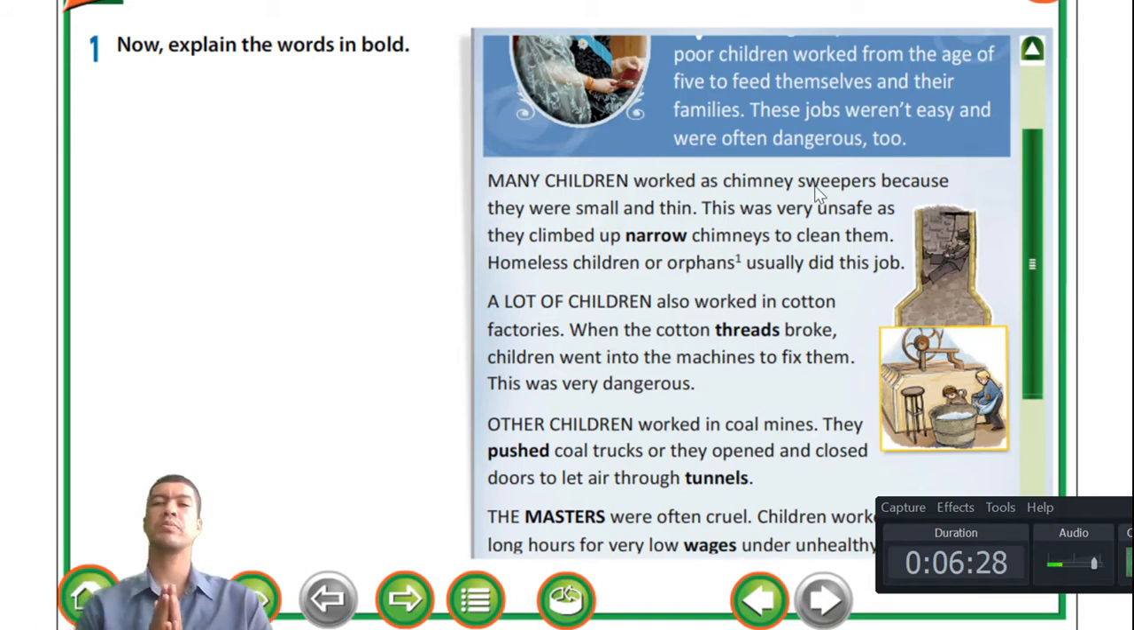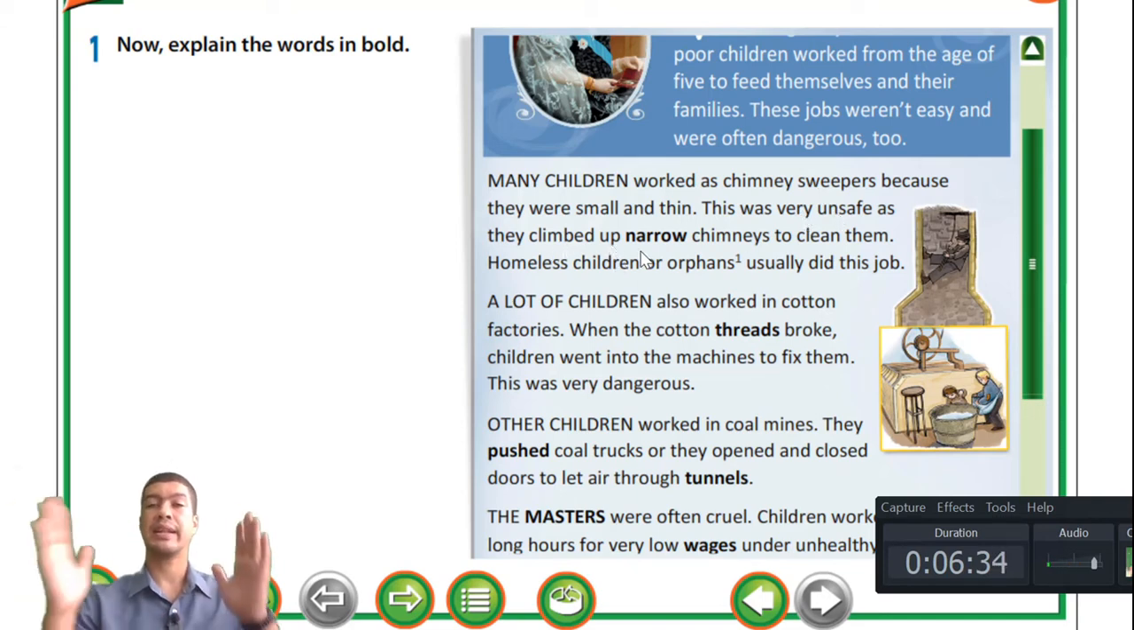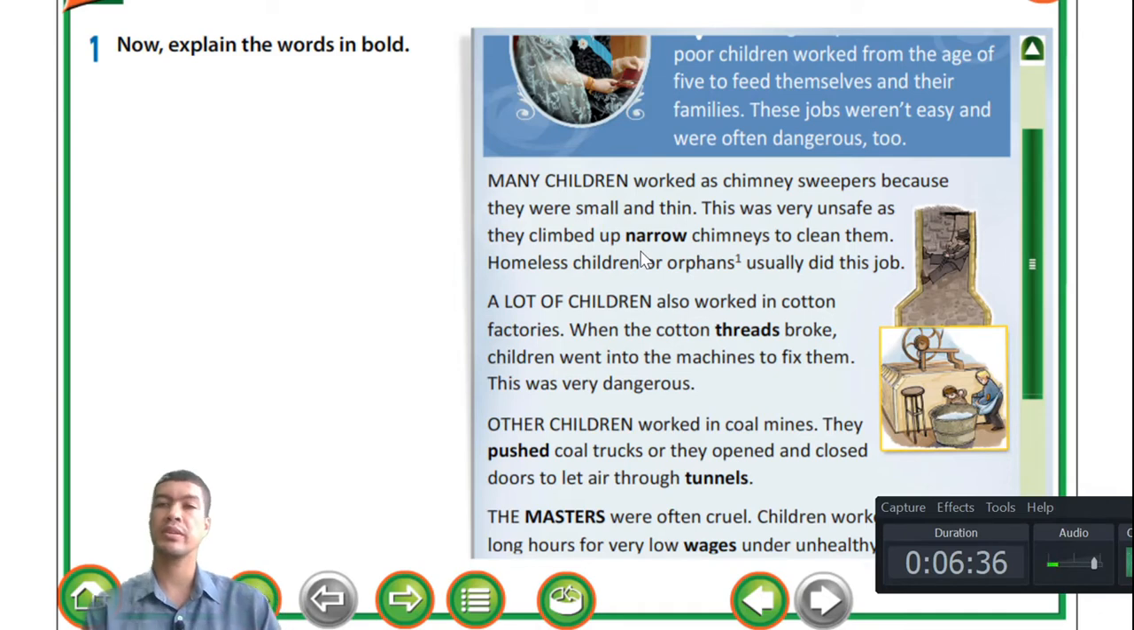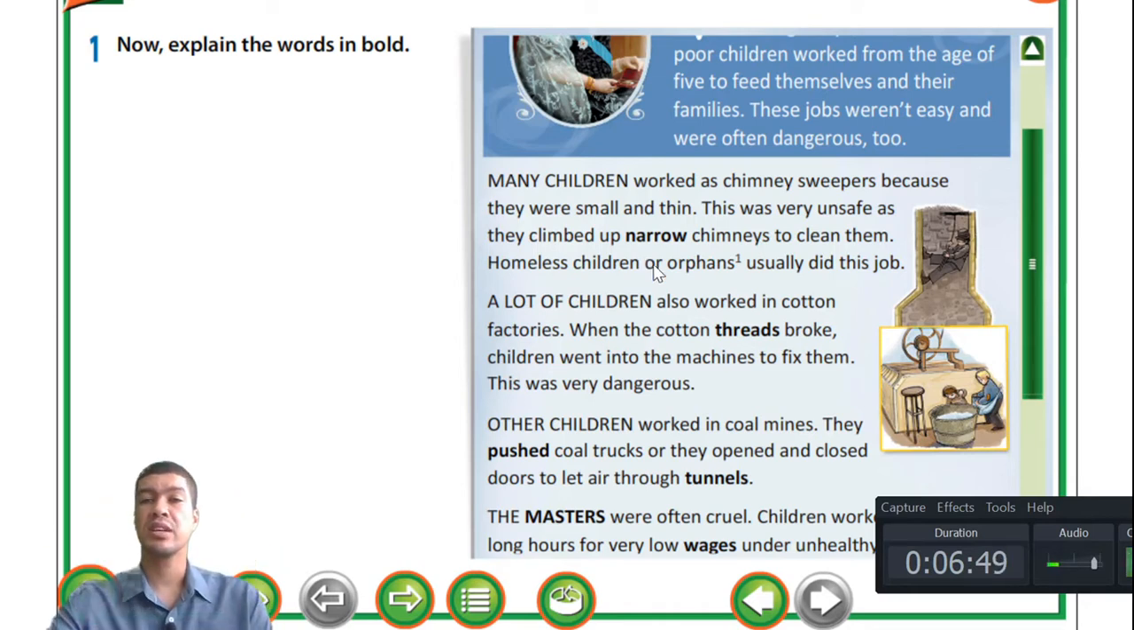And when they talk about narrow passages, this was very unsafe as they climbed up narrow passages. These passages were not that wide for them to work in. So they were cleaning and doing all of these under very harsh circumstances. So narrow passages were one of the conditions that they were exposed to, right?